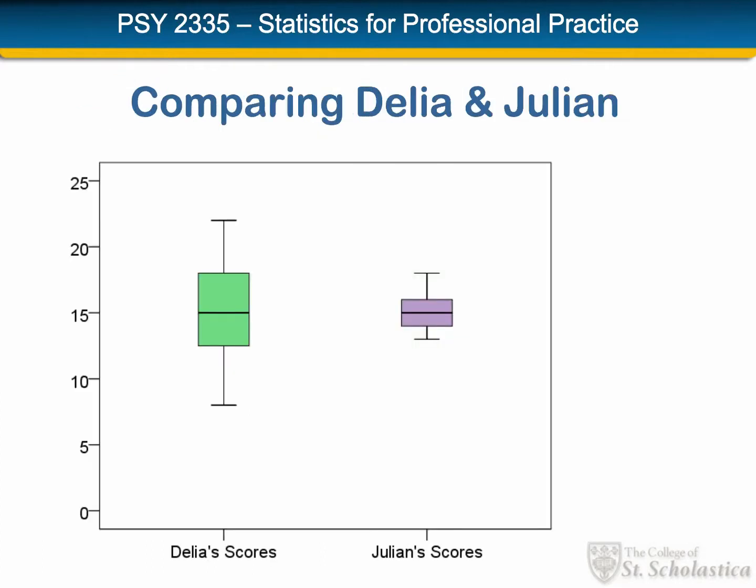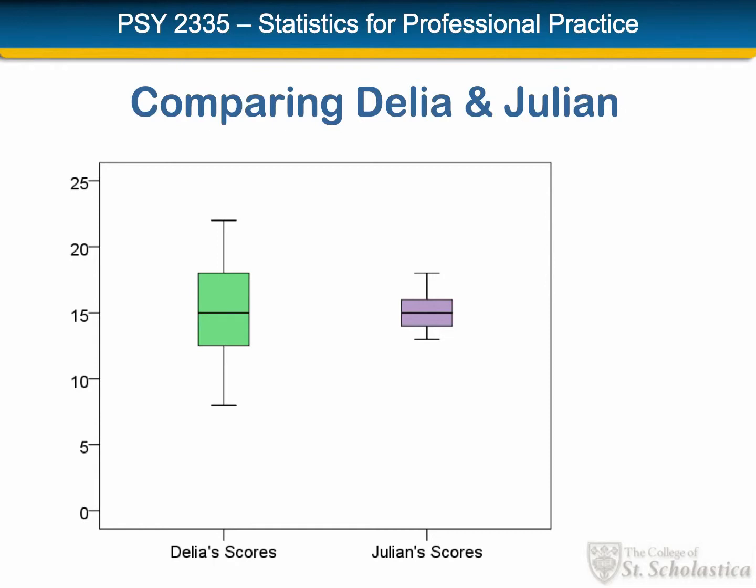Here we're looking at the box plots for Delia and Julian's quiz scores, and you can instantly see why this plot is so useful. We can tell at one glance that Delia had much greater variability in her score. Her highest score was higher and her lowest score lower, and even the middle 50% of her scores had a lot more variability. Julian, on the other hand, even though he had the same mean and close to the same median, is showing much less variability.